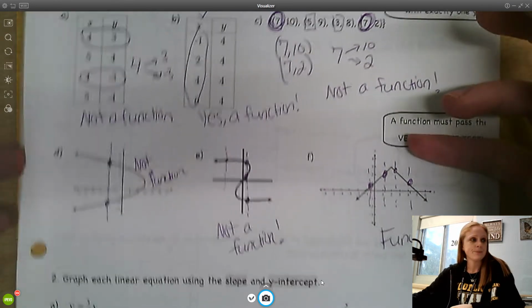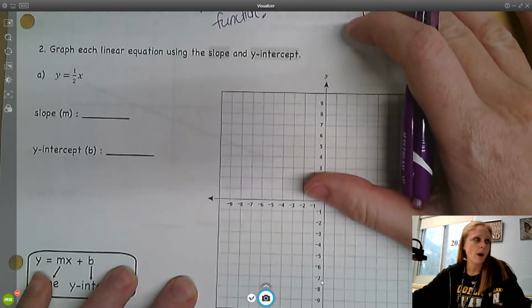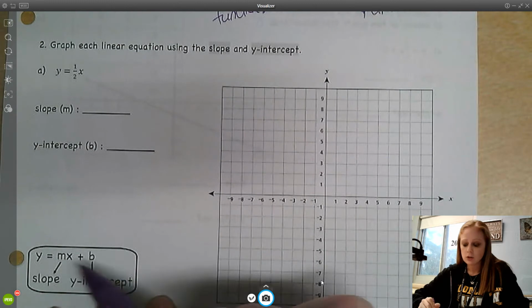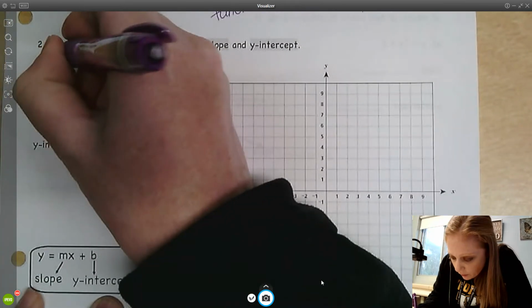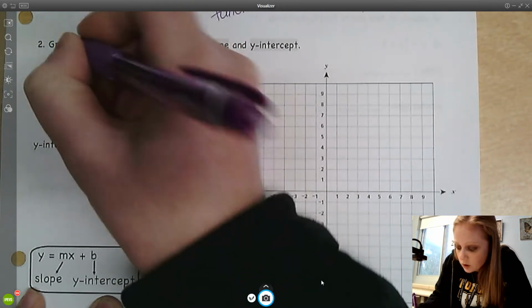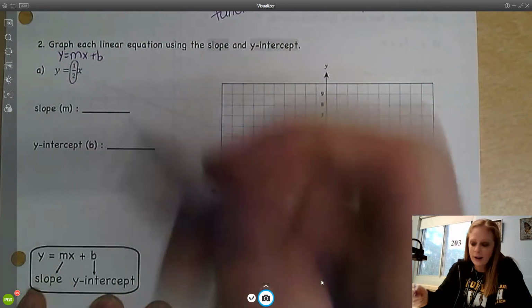Okay, let's look at 2. Graph each linear equation using the slope and y-intercept. Okay, so y equals mx plus b. The m is our slope, the b is our y-intercept. So if we look at this equation here, I'm going to write our formula above it to help me. Y equals mx plus b. So the m is the number in front of the x, so that would be 1/2.